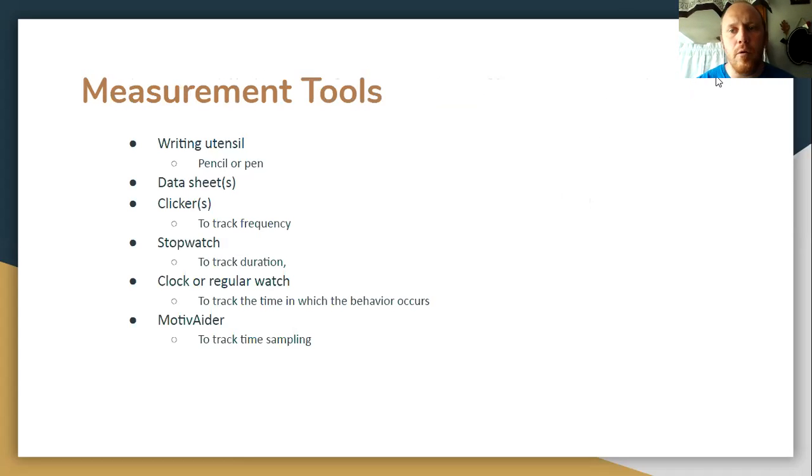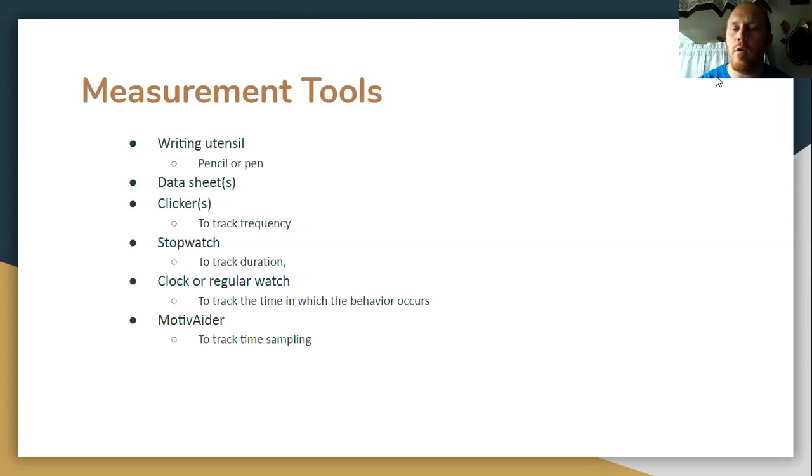Finally, just a note on some measurement tools that can be beneficial. Writing utensils, with data sheets. So, pencils, pens, any type of writing utensil that you can document with, especially for frequency data, you'd be able to just take those quick ticks on the sheet. You can also keep track of the total number if you're using a clicker. So that would just be a numeric device. Each time you click, the number would go up. So this would be very beneficial for a student who maybe engages in high frequency of behavior that you're tracking.